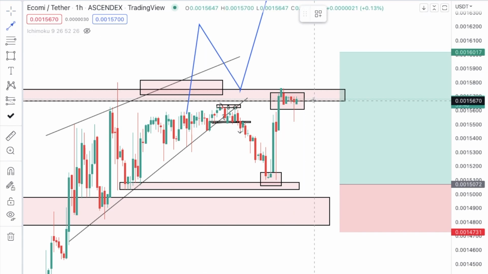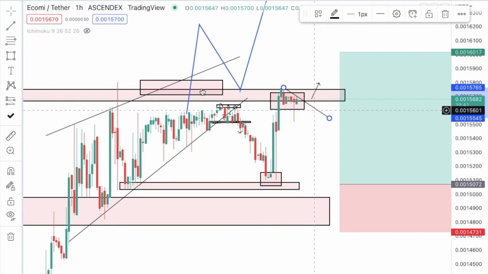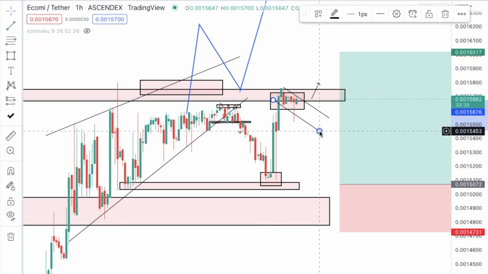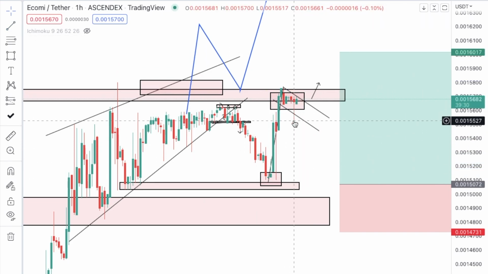That means we're failing to break above structure, but also this could be another pattern that's being made. Another pattern could be maybe a flag formation, okay? It could be another flag, and if we do get a flag, we still want to see a 50% retracement. This looks like more or less a 38% retracement. We want to see at least a 50.